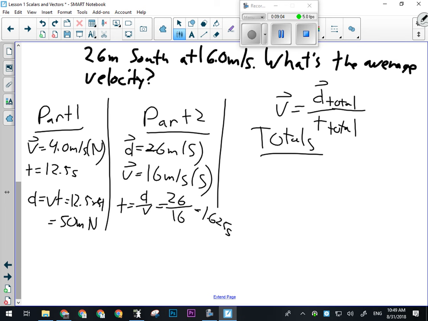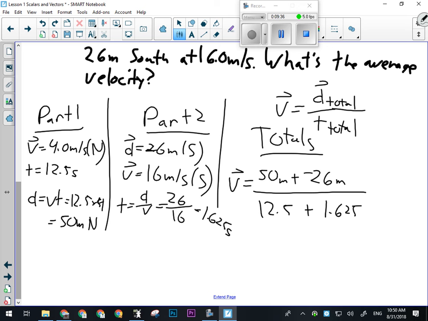Okay, so now I've got those numbers there. Now I can get total displacement and total time over here. So I'm going to say again, average velocity is total displacement over total time. So that's going to be 50 meters north plus 26 meters south. I have to put in positive and negative because I can't use north and south in math. I've got to have mathematical operators instead. And then on the bottom, I'm going to put the two times together, 12 and a half seconds plus 1.625 seconds. Now, how come I didn't make the 1.625 negative?